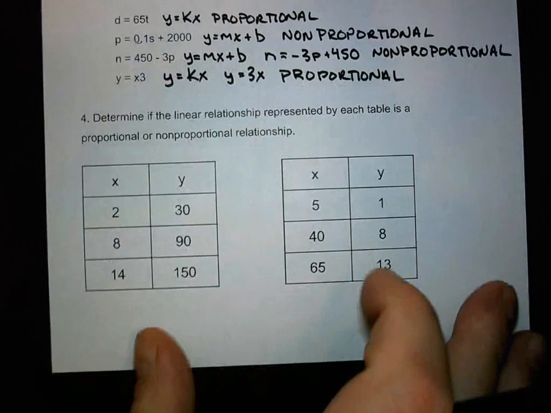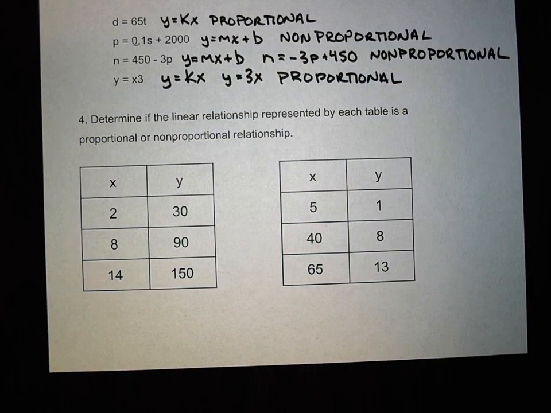Okay, so let's look at tables. I got a couple tables. How do I know if they're proportional or non-proportional? If they all add up to the same.